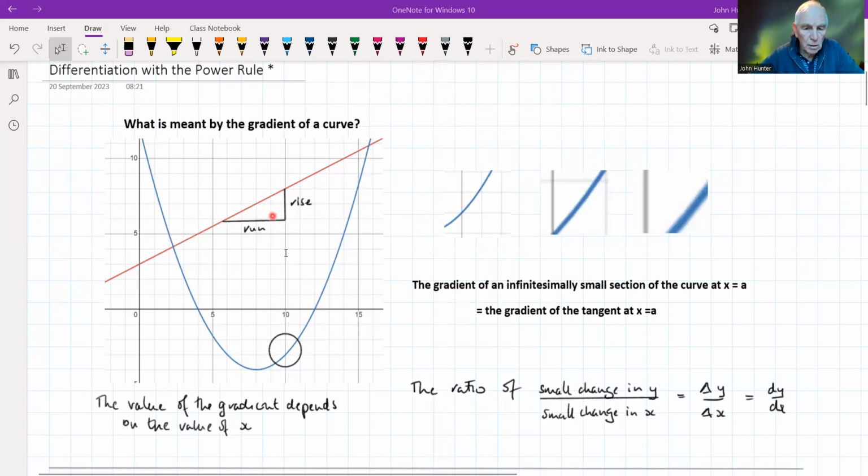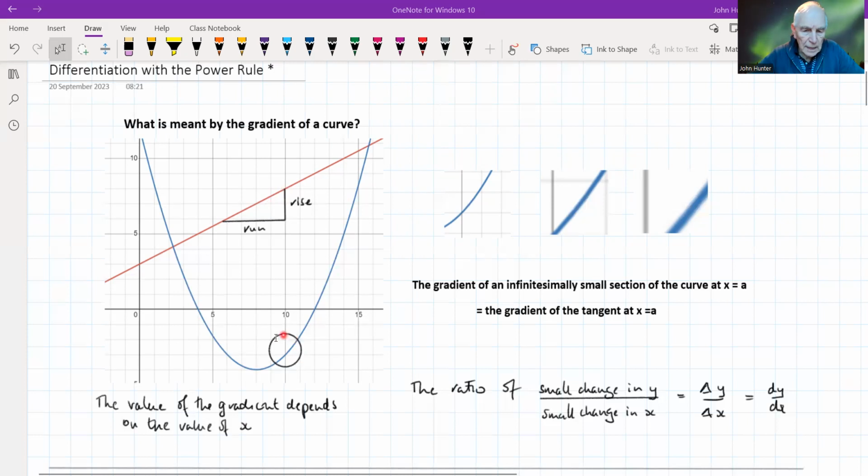But what about a curve? The gradient actually varies as we go along. At this point down here, it's going to be relatively shallow. Up here, it's much steeper. Here, it's going to be negative. And the other thing is, how do we measure it? Because if we draw this sort of triangle around here, for instance, the top of it is going to be steeper than the bottom. So what exactly do we mean?